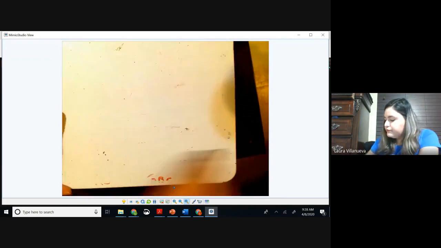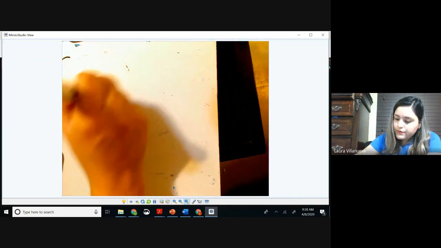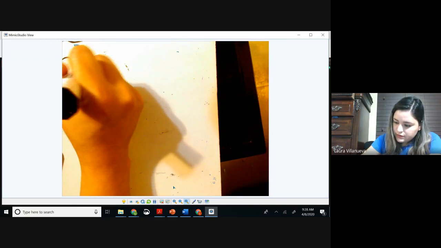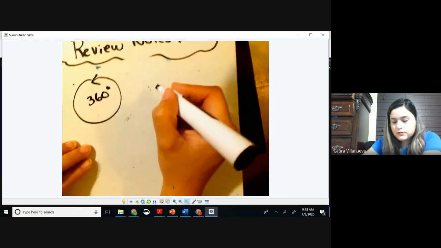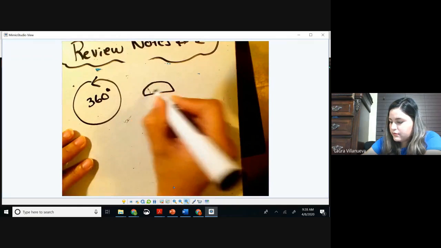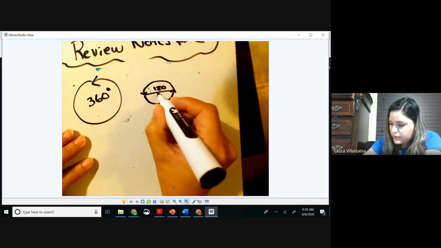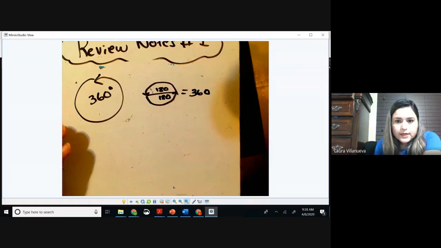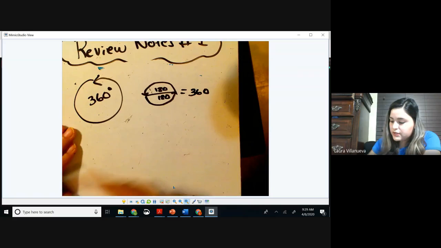All right. Lastly, remember that a full circle is 360 degrees. A half circle is 180 on top and 180 on the bottom, which equals 360 in total. But if you see it as a diameter, say it's 180. You should already know that it's 180.